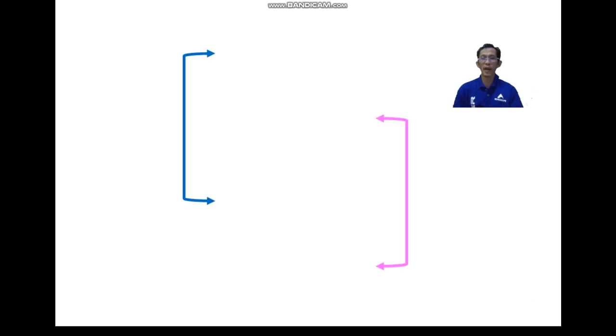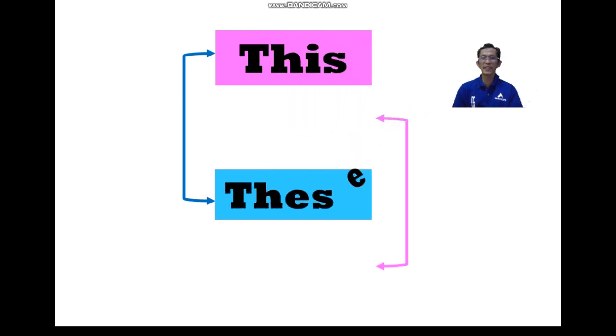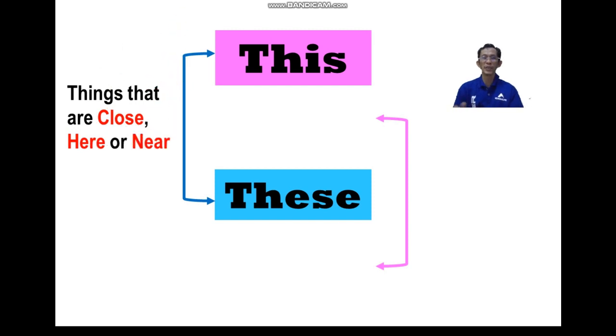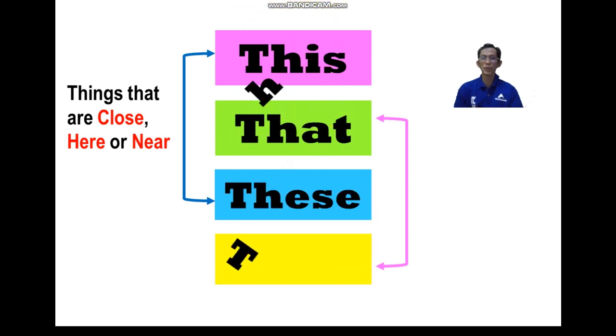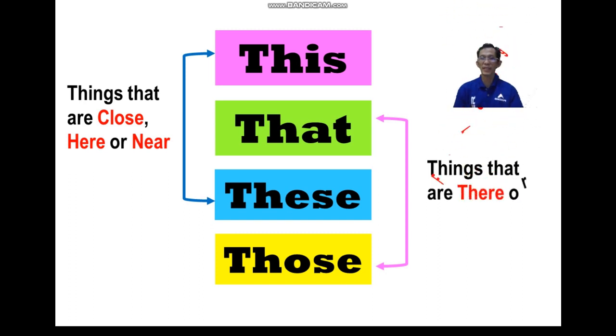Okay, everyone, the other explanation: this and these are things that are close, here or near. And that and those are things that are there or far away.